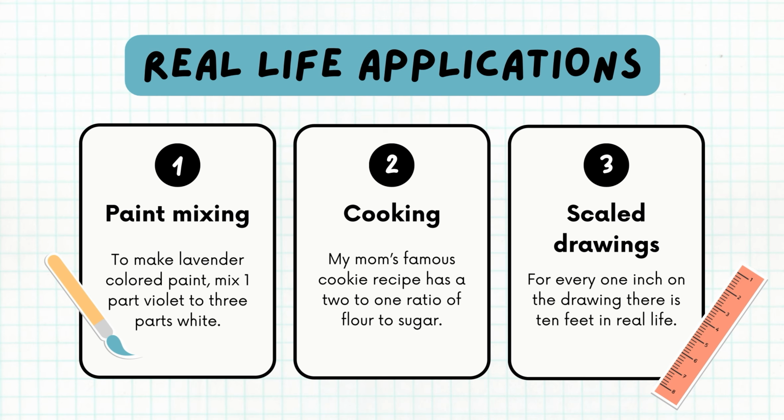2. Cooking. My mom's famous cookie recipe has a 2 to 1 ratio of flour to sugar. The ratio can be whatever. Like you can keep 500 to 20, but if I simplify that, it's a 5 to 2 ratio. Like my mother puts a 5 to 1 ratio or 5 to 2 ratio of flour to, I don't know, maybe milk.